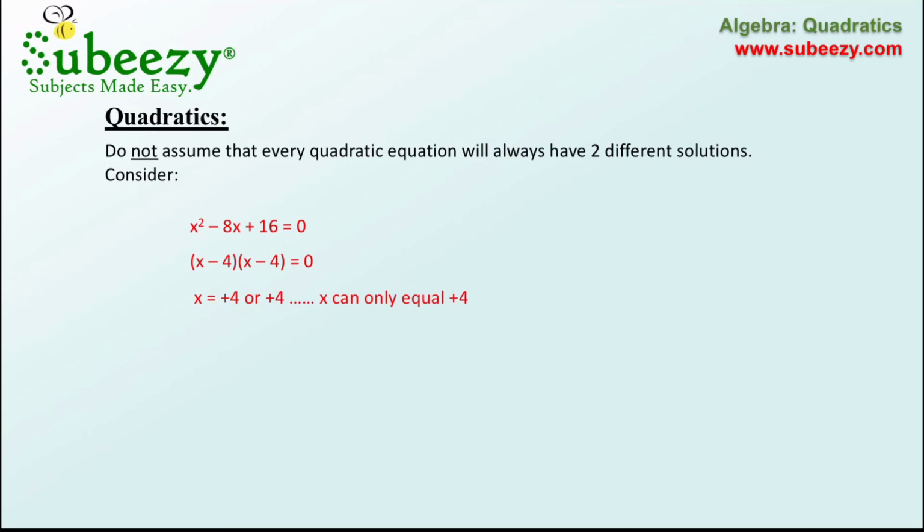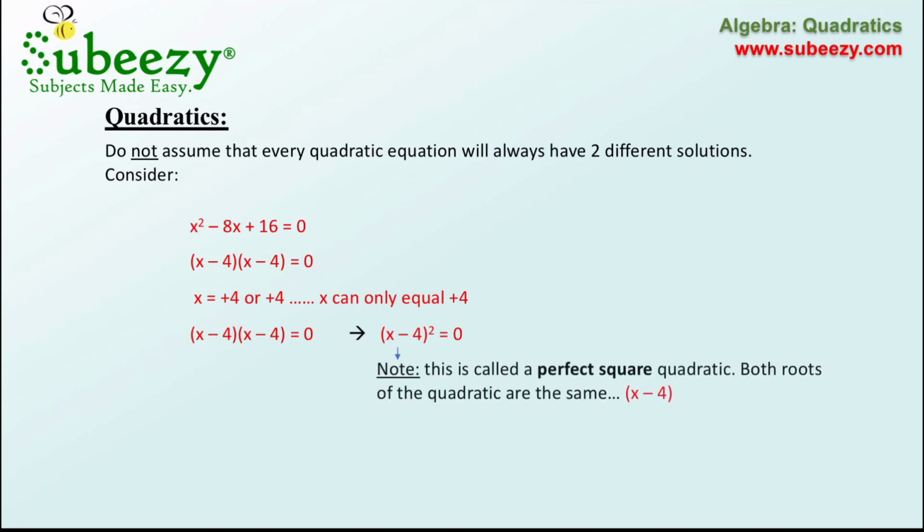And also notice when we factor this quadratic, we end up with the same quantity being multiplied by itself, x minus 4 times x minus 4. We can rewrite this as the quantity x minus 4 squared. This is called a perfect square quadratic. Both roots of the quadratic are the same, x minus 4.